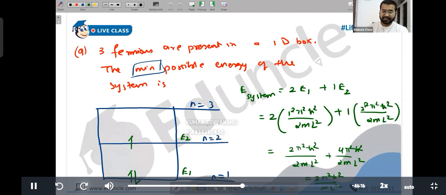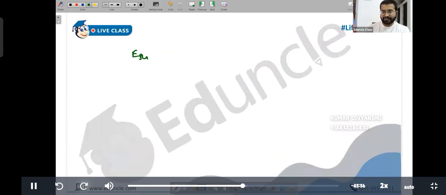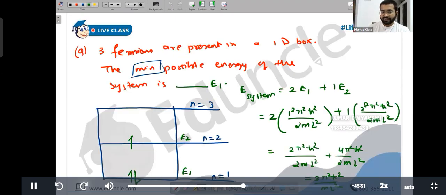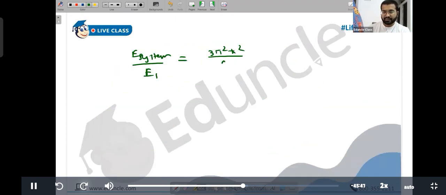Next. I was saying, I can reframe this question, people, in a way. Right now this is an MCQ. I can convert this into an NAD, like is dash times E1. So what you can do is calculate the total energy of the system and divide it by E1. So energy of system upon E1. What is the energy of the system? 3 pi squared h squared upon m L squared. Or you could have kept it as 6 upon 2 m L squared, because the 2 will get cancelled eventually.